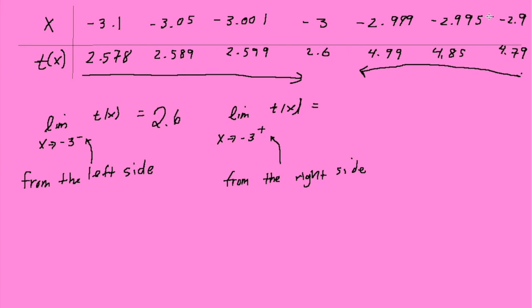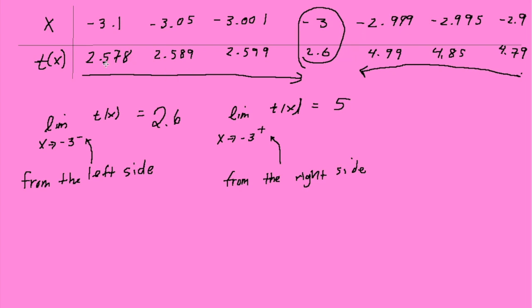It says when you plug in -2.9, you get 4.79. Then you'll get 4.85, 4.99, and then it just jumps to 2.6. So coming from the right side, it actually looks like it's heading toward 5. And it doesn't really matter what's happening at -3. When you're determining the limit, you don't care about what's happening at that specific number. You're just thinking about what happens as you're getting closer and closer to that number.